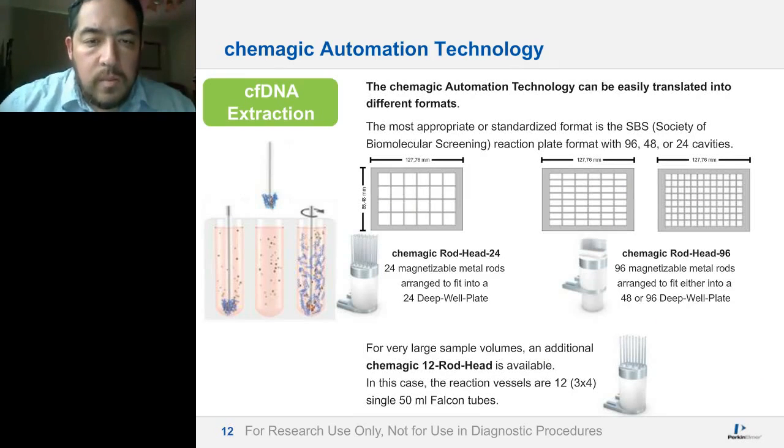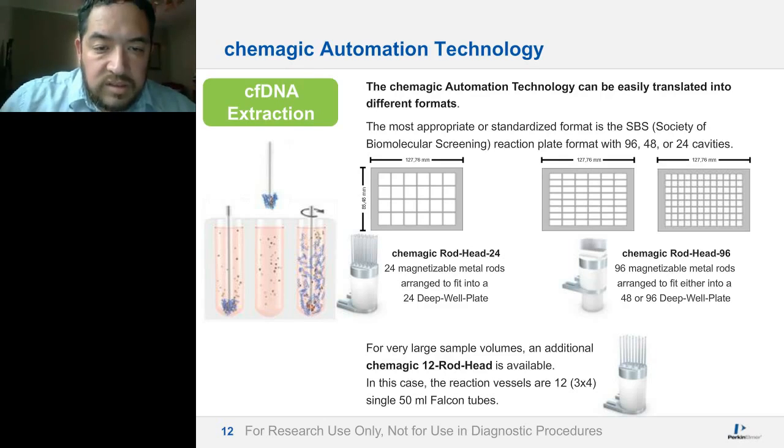Okay, so one of the big benefits of our automation technologies is that we have a very flexible format system that can work with both low volume and high volume. The most appropriate or standard format is the SBS format, and this could work in 96, 48, or 24 well plates. One of the most common workflows that I'll talk about, especially in our example with Swift, is our 24 rod head solution that could use up to 4 mLs of plasma.